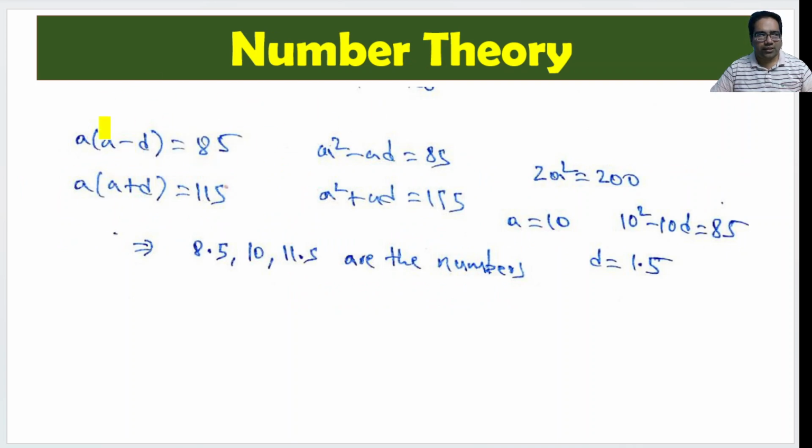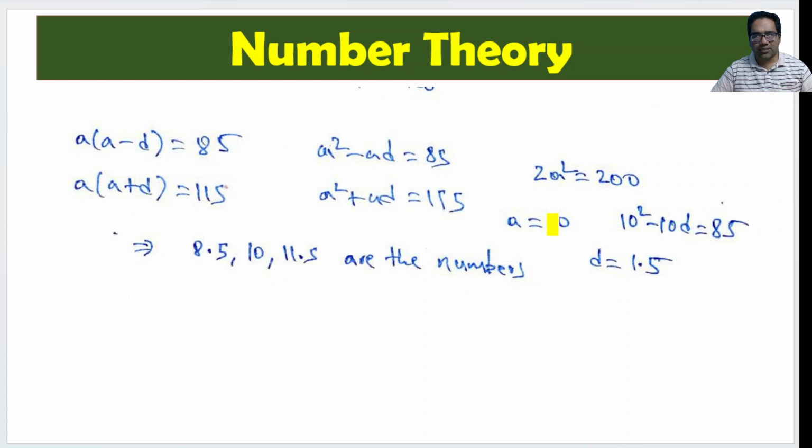Now, these two are given. a times (a minus d) equals 85. a times (a plus d) equals 115. We get a squared minus ad equals 85, and a squared plus ad equals 115. When you add both of these, we get 2a squared equals 85 plus 115, which is 200. That means a squared is 100, so a equals 10.